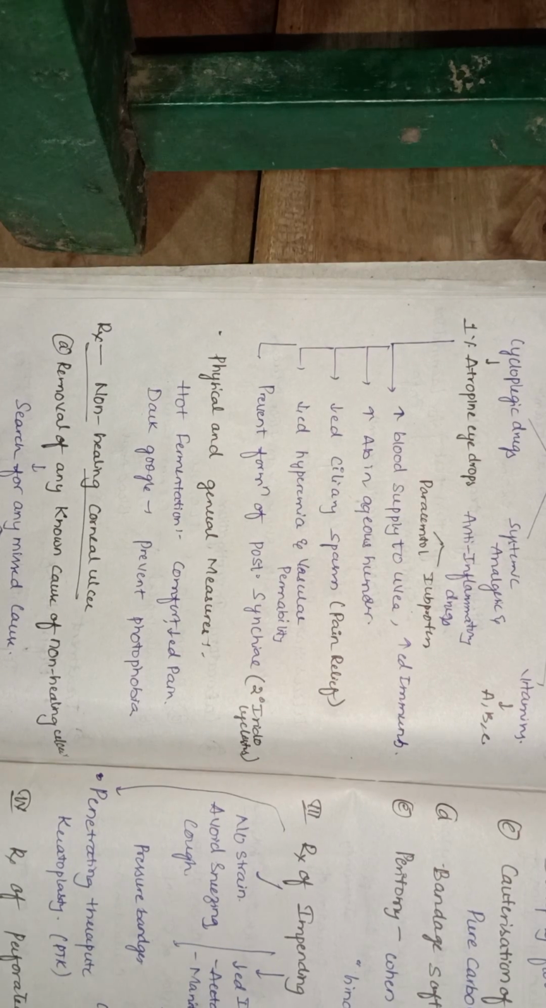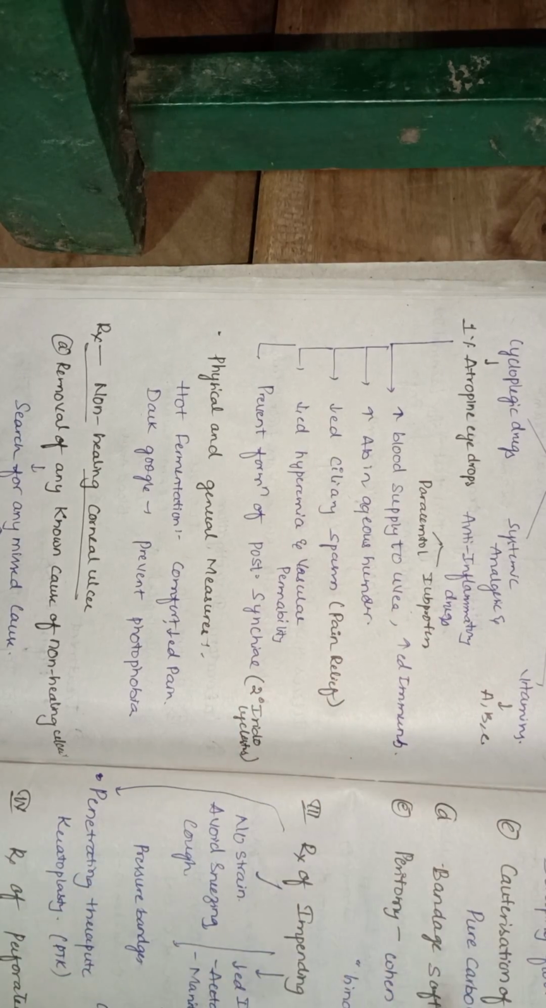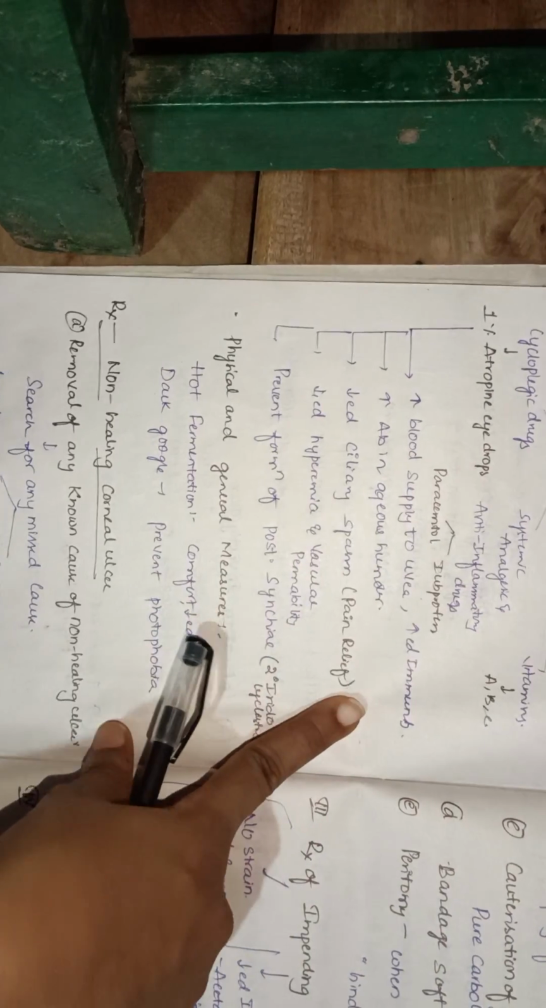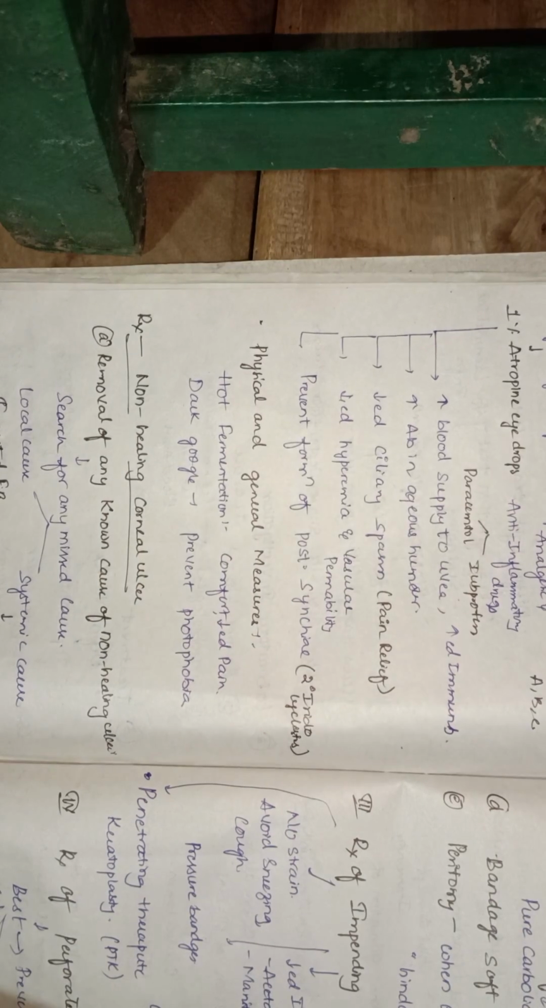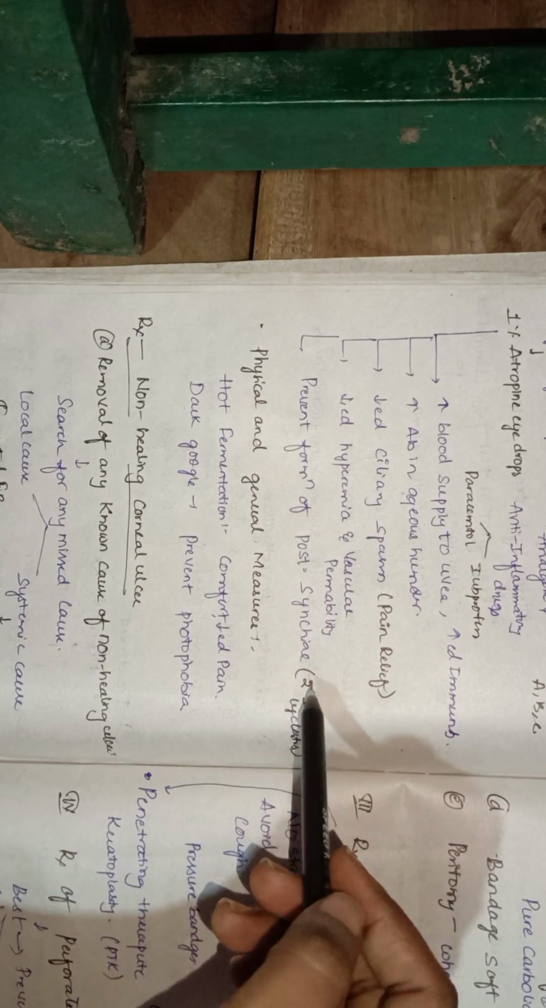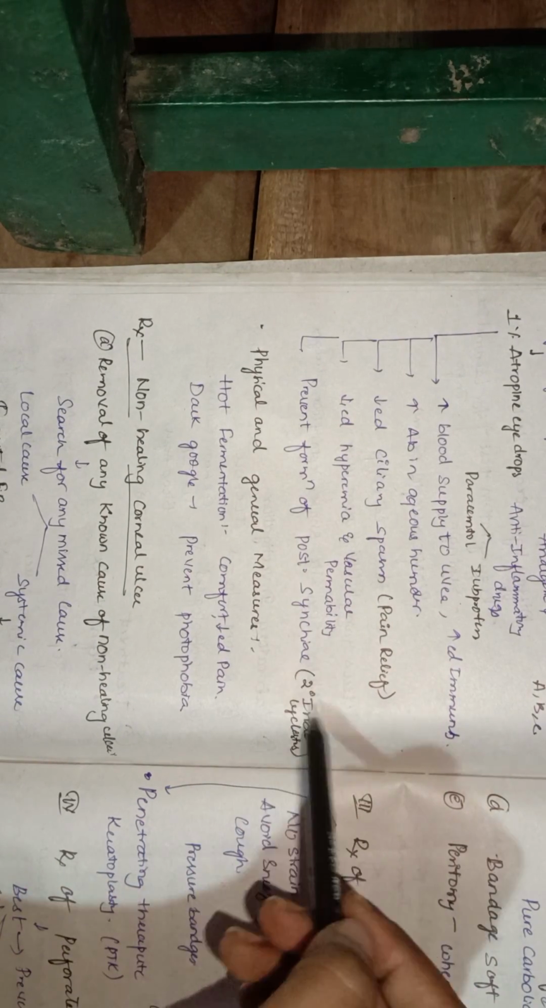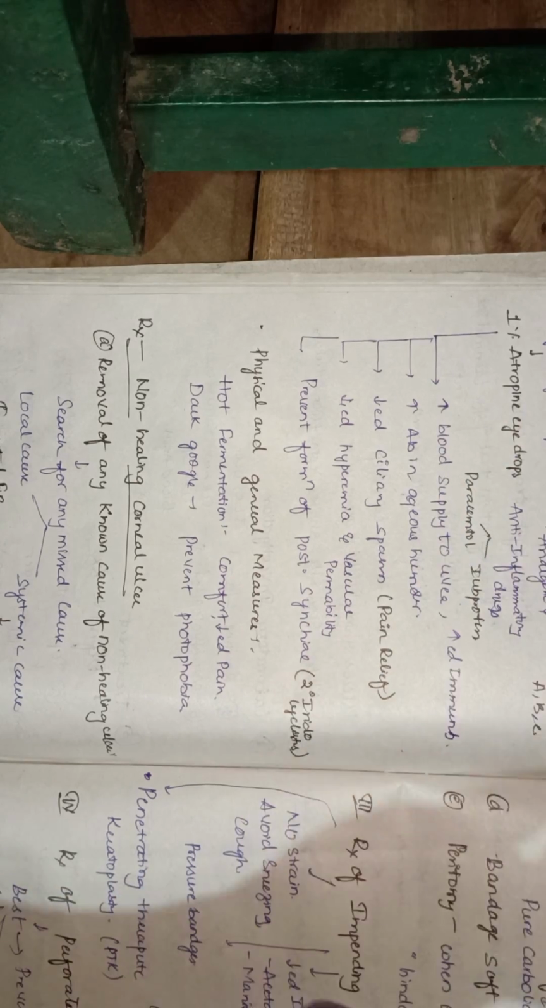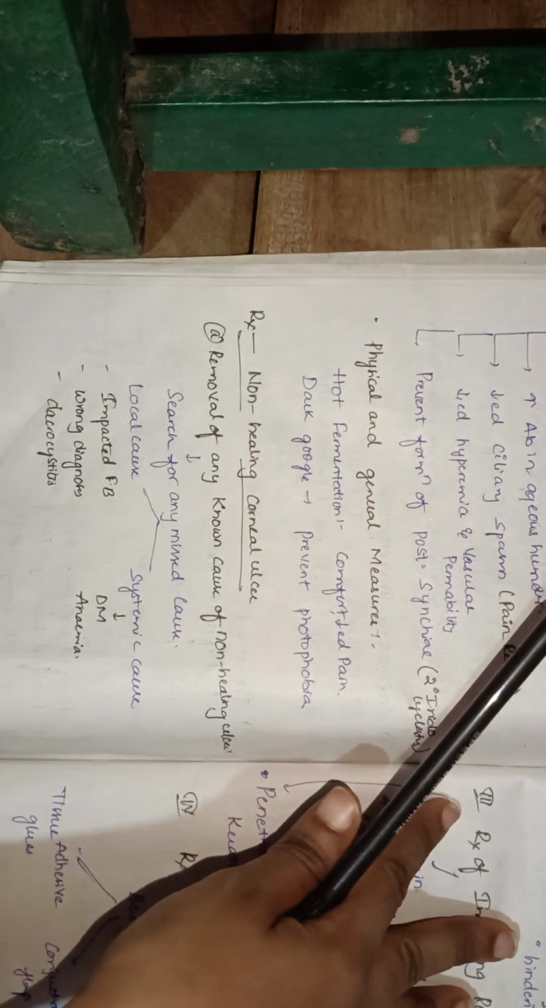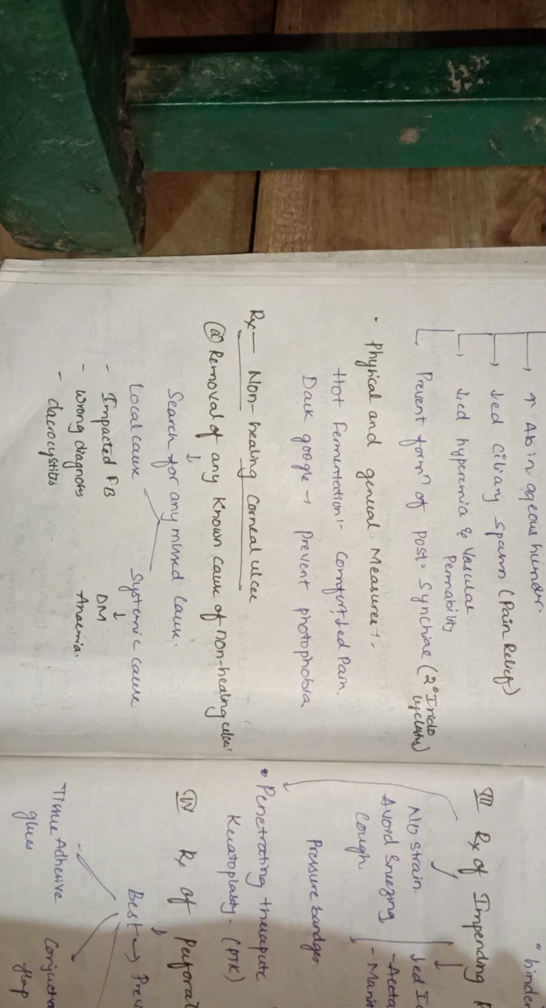We can give vitamins like A, B, C. Cycloplegic drugs should be given. When we give atropine, it increases the blood supply to the uvea, increases immunity and increases antibodies to the aqueous humor, and decreases the ciliary spasm and hyperemia. All this can be helped by using atropine. Next, physical and general measures like hot fomentation and dark goggles can be given. So this is the general treatment.